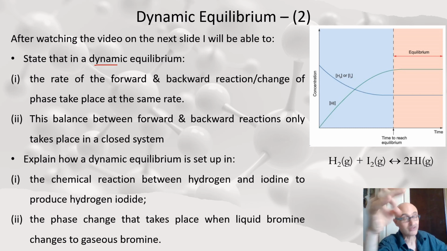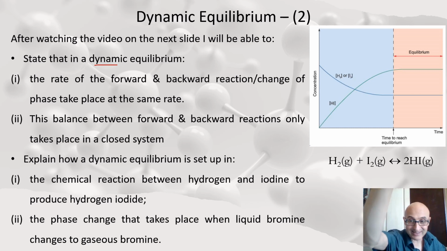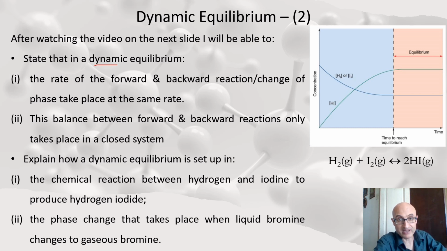In other words, if I am forming a certain amount of product, exactly that same amount of product is breaking down to reform the reactants back again. Okay? So at dynamic equilibrium, the forward and backward reactions take place at the same rate. It can only take place in a closed system, and you shall be looking in the video at the example of this equilibrium where hydrogen gas reacts with iodine gas to form hydrogen iodide.